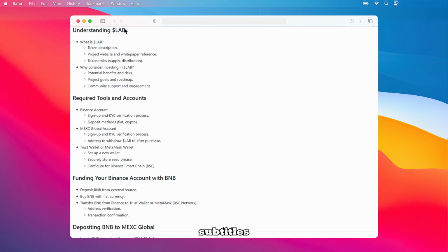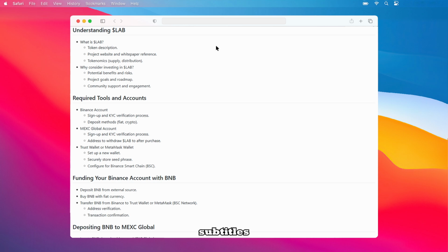Right, let's dive into the tools and accounts you'll need to get your hands on some $LAB. First, you'll need a Binance account. If you don't already have one, head over to Binance and complete the sign-up process, making sure to go through the KYC, or Know Your Customer, verification. Once you're set up, you'll need to deposit funds. Binance offers several deposit methods, including fiat currency and other cryptocurrencies.